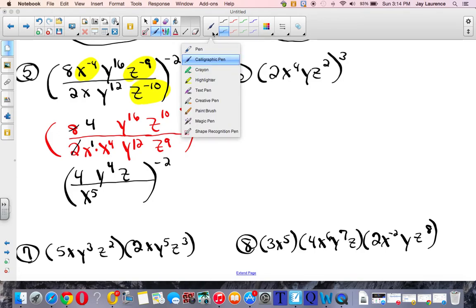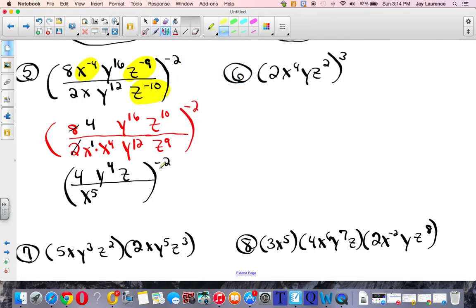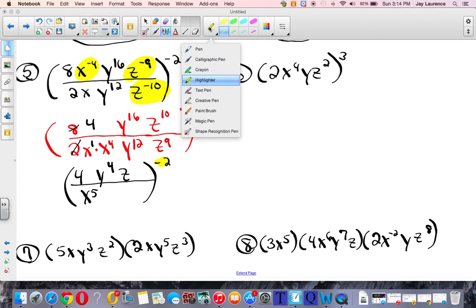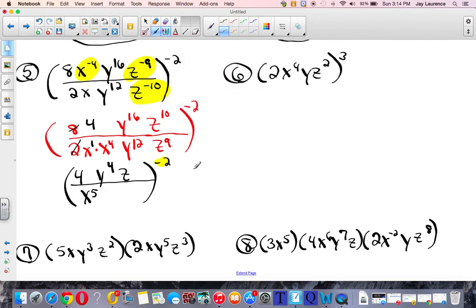Now, that negative exponent means to use the reciprocal, so I'm going to flip this fraction. And when I do, I'm going to get x to the 5th over 4y to the 4th z, and that's going to be squared. And then finally, I'm going to square it. And x to the 5th times x to the 5th is x to the 10th. Hey, 5 times 2 is 10. When I raise a power to a power, I multiply the exponents.